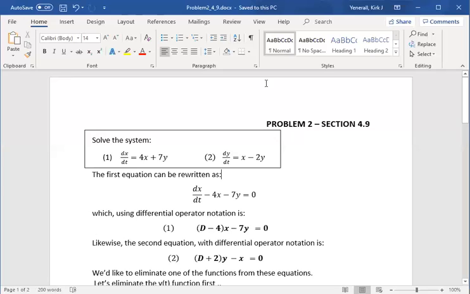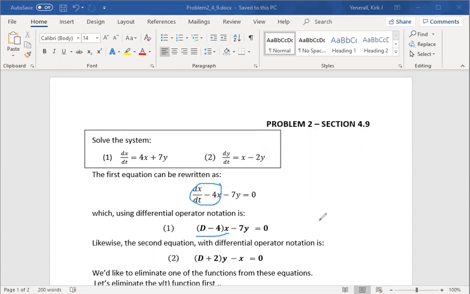And we notice that the first two terms both involve the function x. dx/dt is the derivative of x, and then we have minus 4x. We're going to take those two terms and write them using differential operator notation, which would be written as (D minus 4) of x. That indicates that we're taking the derivative of x and subtracting from that 4 times the function x. So that's the differential operator notation for our first equation.